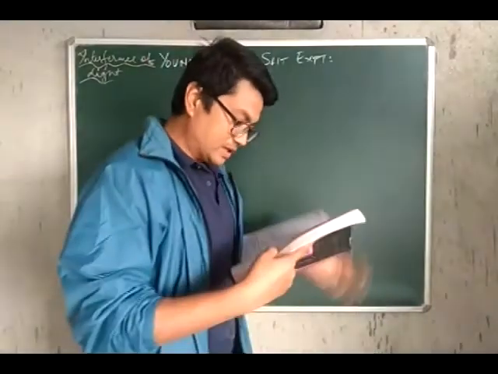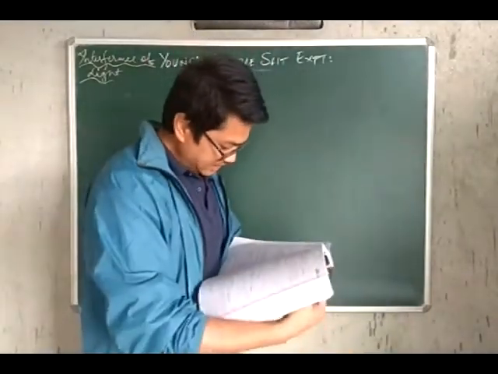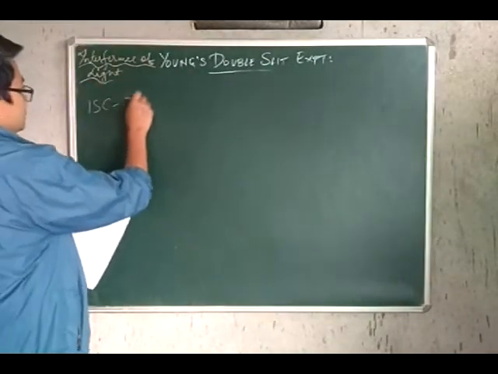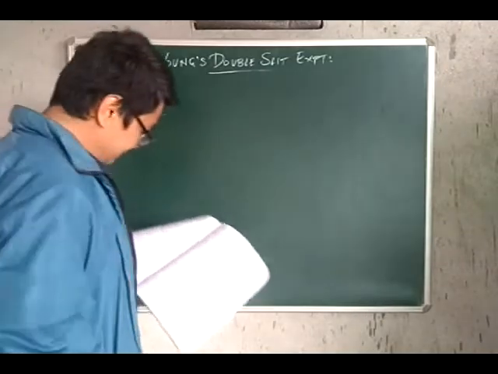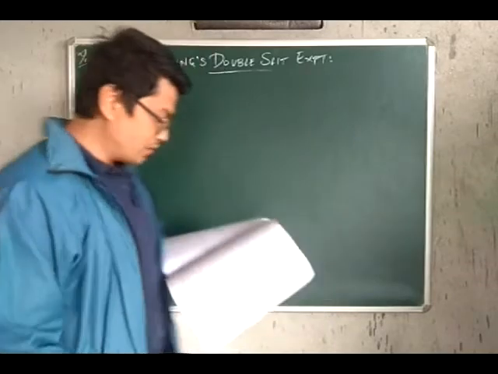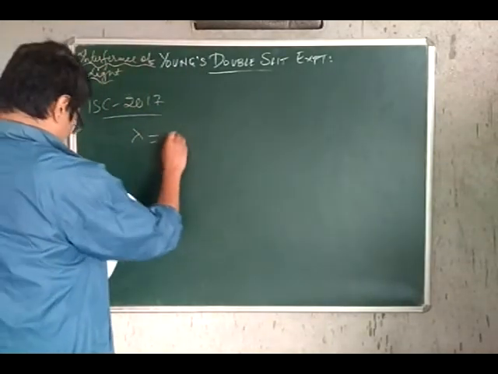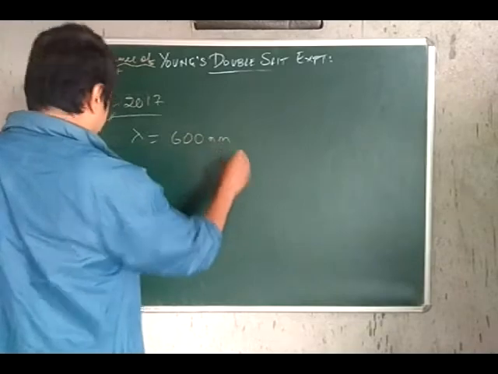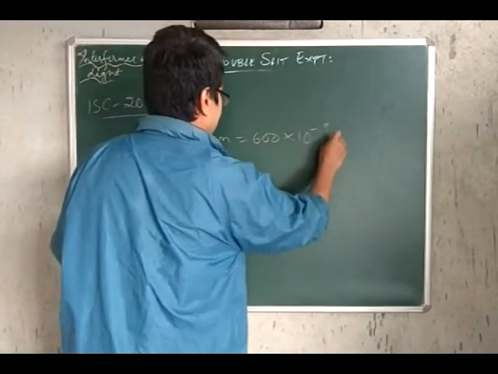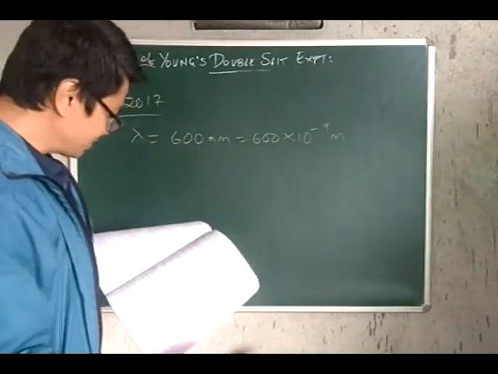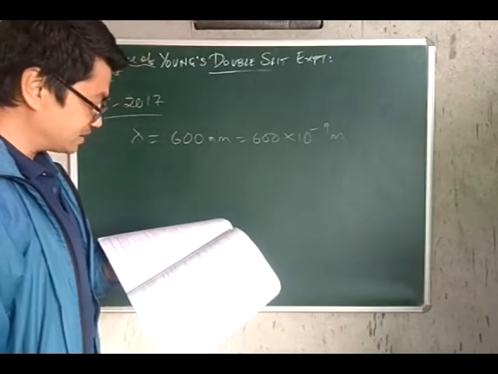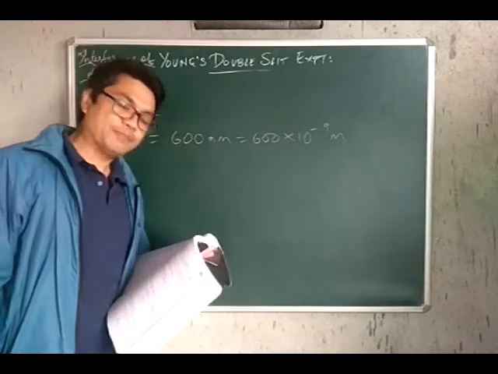Let me give you another numerical. This had come in 2017, ISC. It says, in Young's double slit experiment using monochromatic light of wavelength, again lambda is 600 nanometers, the same value, 10 to the power minus 9 meters, remember. The fifth bright fringe is placed at a distance of 0.48 millimeters from the center of the pattern.